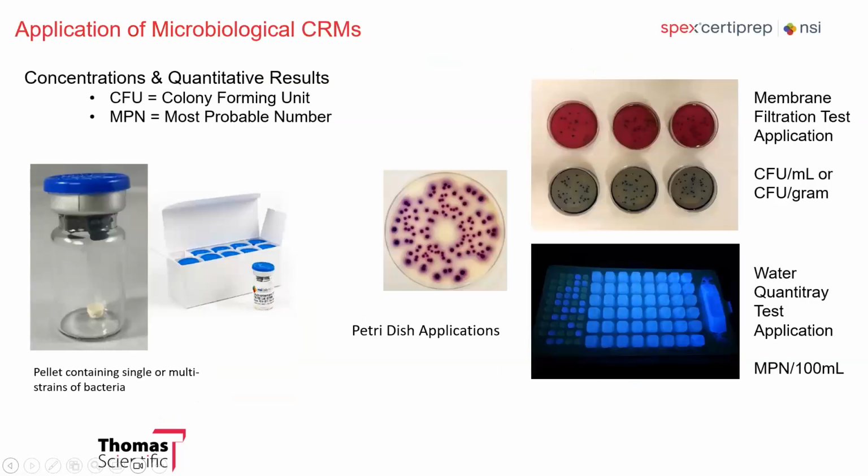For our microbiological CRMs, you actually have to know what you are trying to do with them. Are you going to do something like colony testing? Are you going to be counting CFUs? Are you going to be using most probable number or MPN? So you want to be able to match the microbiological CRM with the type of application that you're using it for. For instance, our pelleted CRMs for microbiology are good for things like Petri dishes and water quality test applications or membrane filters or CFU calculations.